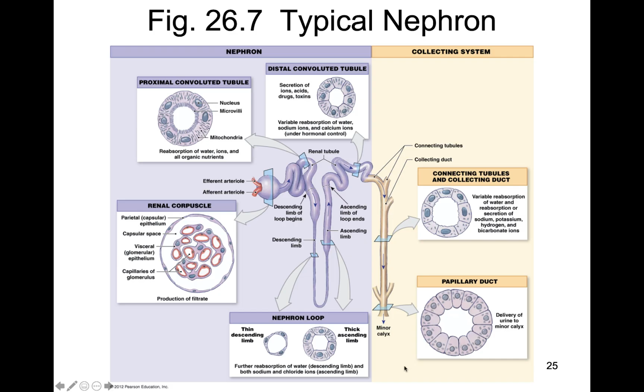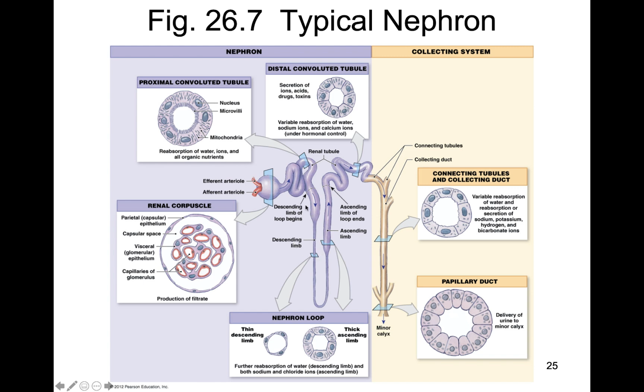Okay, so we have the nephron here. We have the blood entering through the afferent arteriole. You have a capillary bed inside, glomerular capillaries, and then you have the portal vessel, that's efferent arteriole, and that's going to continue and turn into peritubular capillaries, which you can't see here.